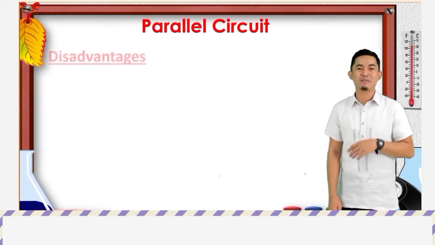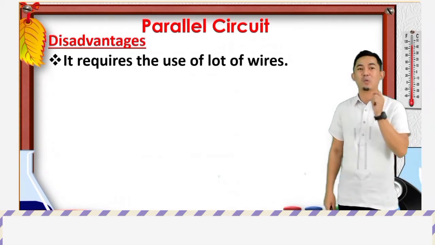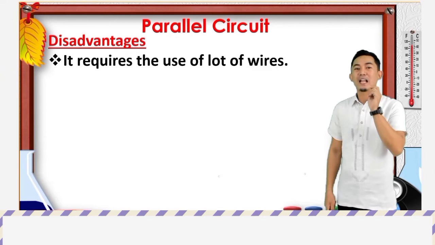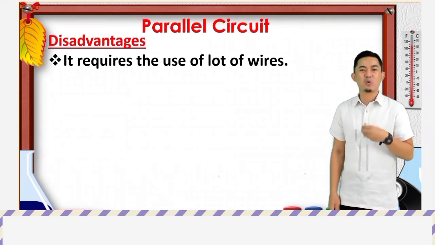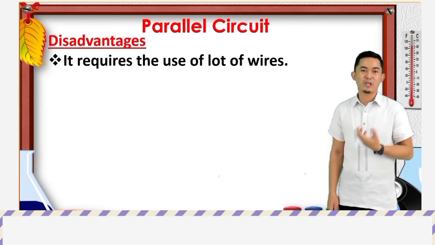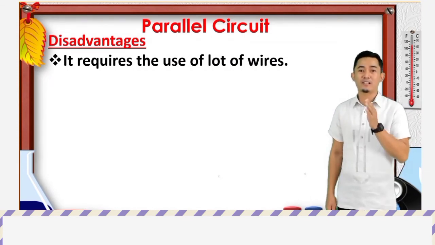What should be the disadvantages? Number 1, the disadvantage of a parallel circuit is that it requires the use of a lot of wires. So, meaning to say, class, it is costly, because you are going to buy copper wire for the parallel circuit.